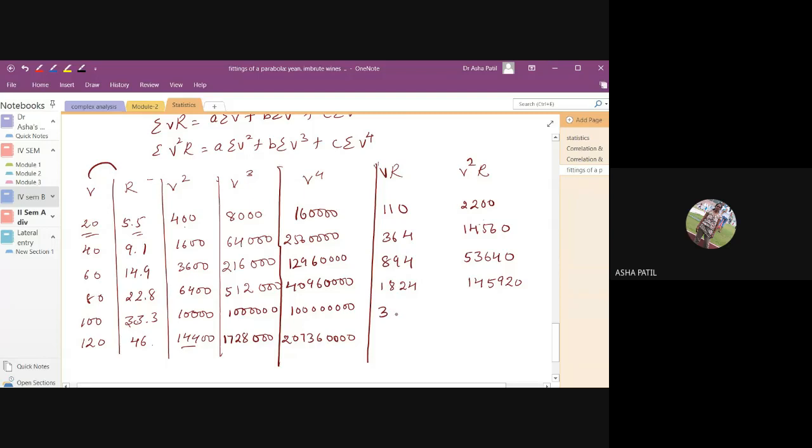100 here. 3330. Again multiplying by 100. 333000. Hope I have written correctly. 5520, ma'am. Okay. And again multiplied by 150. 662400. Okay. Quite a tedious work to add all these values.